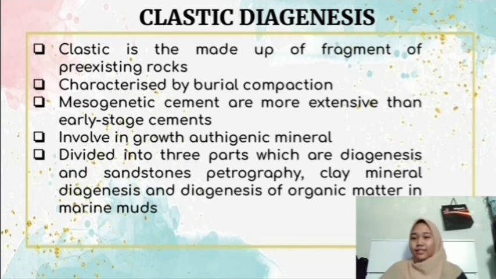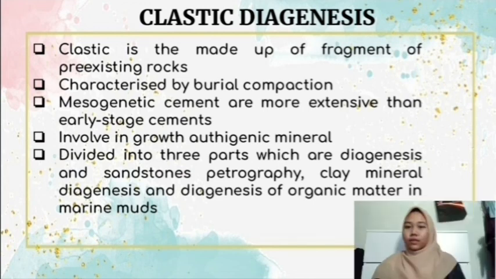The early stage of diagenesis in terrigenous clastic rock is mainly characterized by burial compaction, as overburden pressure expels water between grains and reduces the porosity. The mesogenetic cements are much more extensive than early stage cement in most clastic rock, and it mainly involves the growth of authigenic minerals such as quartz, calcite, and clays.